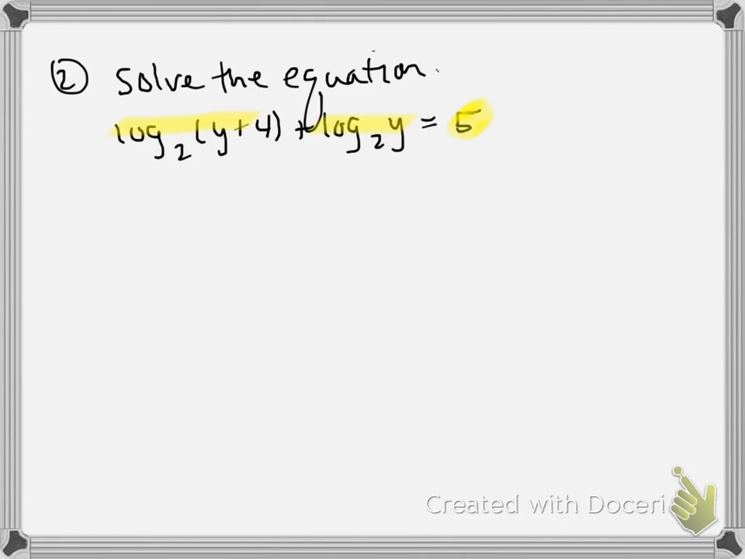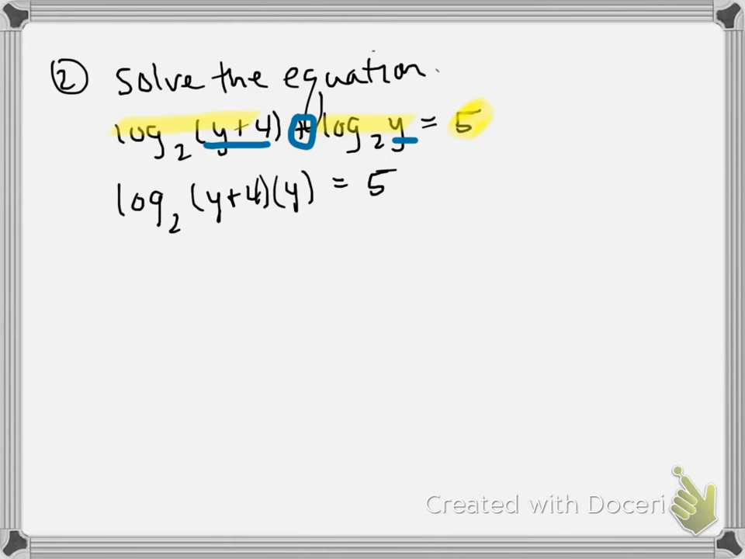Well, what if I could at least condense down the left-hand side? Well, I could do that using my properties of logarithms. So I know that with addition, I could use my product property, and I could rewrite y plus 4 and y using multiplication. So let's start there. So I'm going to get log base 2 of y plus 4 times y equals 5.